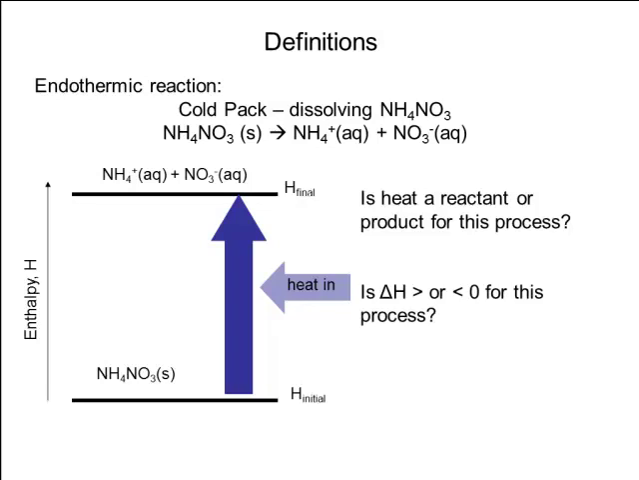Well, if my final state is higher energy than my initial state, final minus initial in this case, means I'm going to have a positive delta H, which means it's going to be greater than 0. So if I have a positive delta H, that means I'm absorbing heat, I'm taking heat in from the surroundings, and I've got an endothermic reaction.